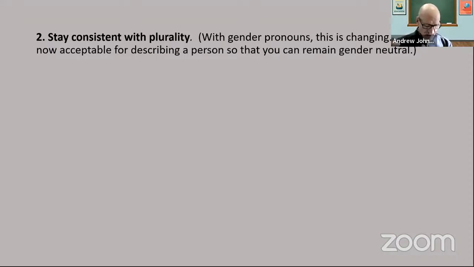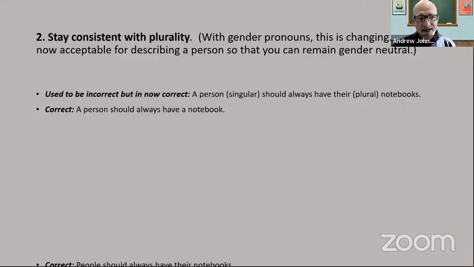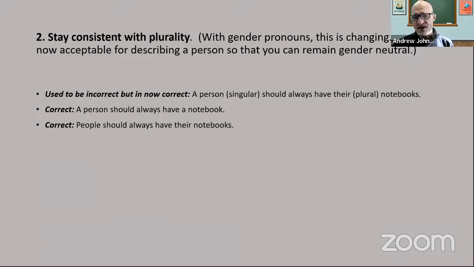Now, with gender pronouns, this is changing. Plural is now accepted for describing a singular person. That enables us to remain gender neutral. For example, this used to be incorrect, but now it's correct. A person, singular, should always have their notebooks. That is correct now. A person should always have a notebook. That's correct. People should always have their notebooks, or people should always have notebooks.